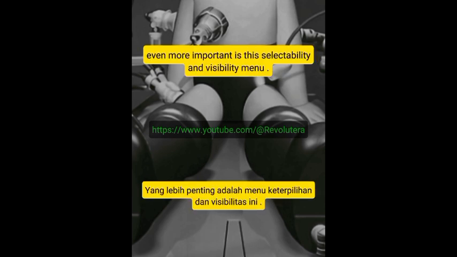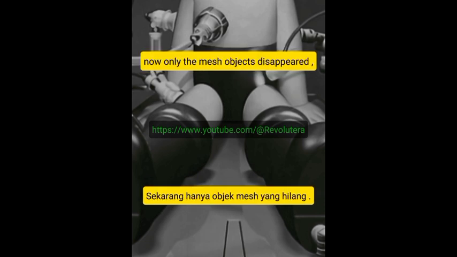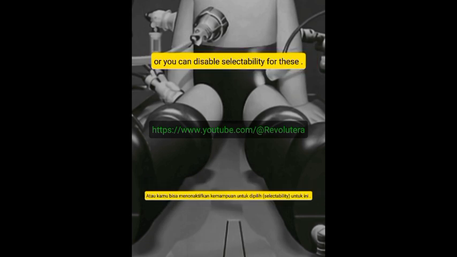Even more important is this selectability and visibility menu. Here you can find all the types of objects and geometry that are available in Blender. Now only the mesh objects disappeared, or you can disable selectability for these.